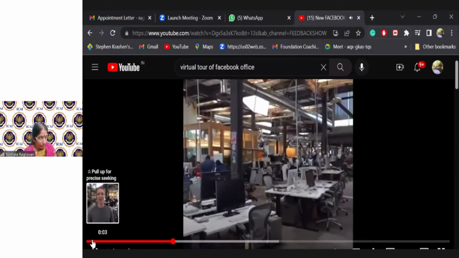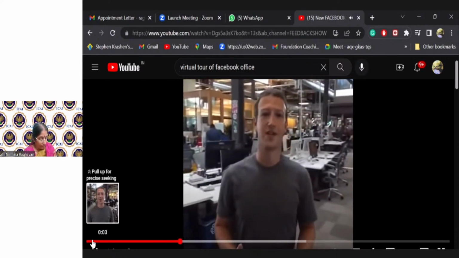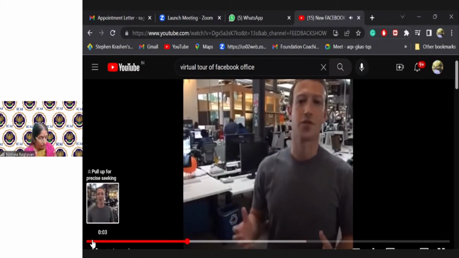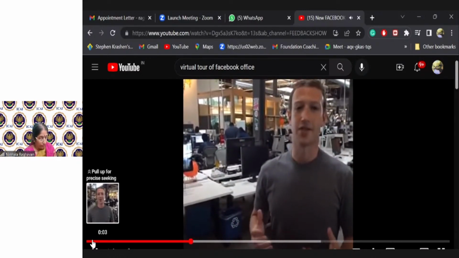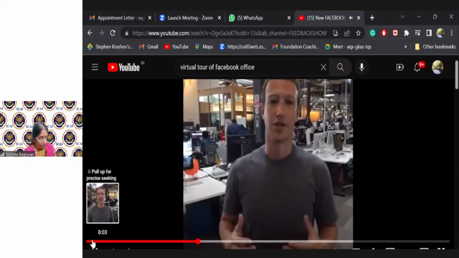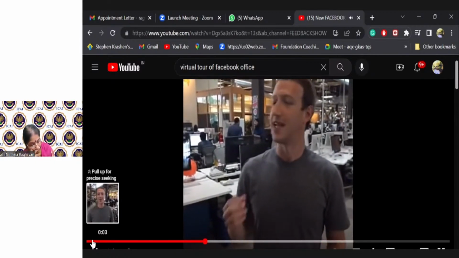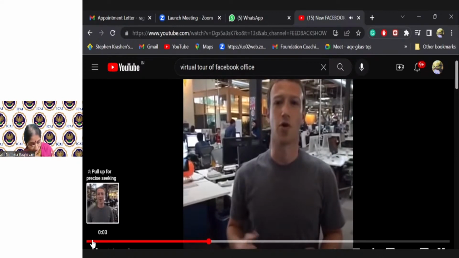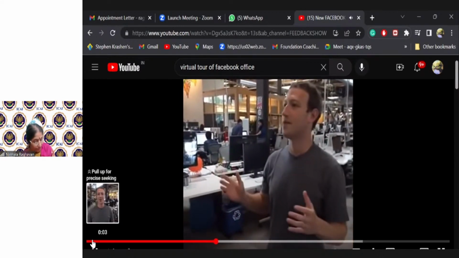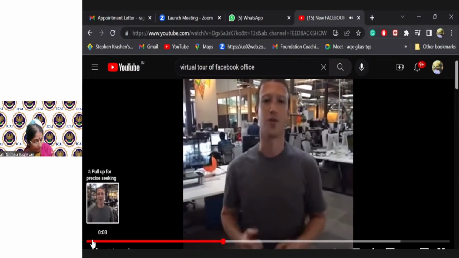We work out in the open at desks, and the whole idea here is that by having an open floor plan where people work close to each other, it facilitates people sharing and communicating about what they're doing, which enables better collaboration, which we think is key to building the best services for our community. So we've worked like this for a long time, and it's been a pretty core way for how we do what we do here at Facebook.